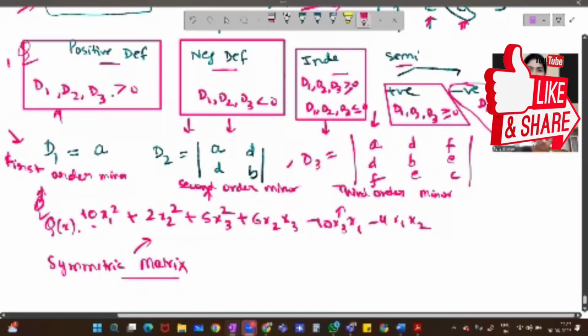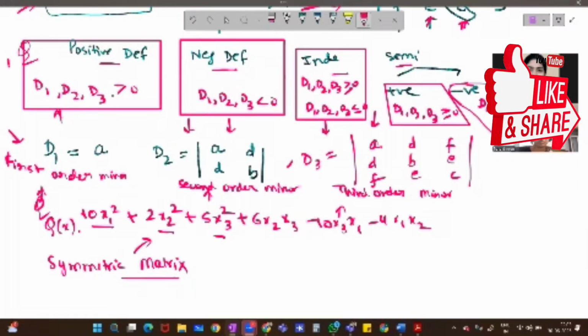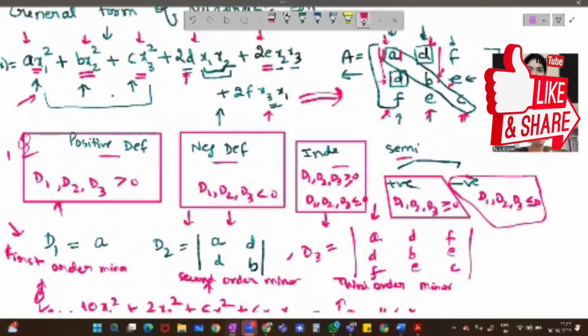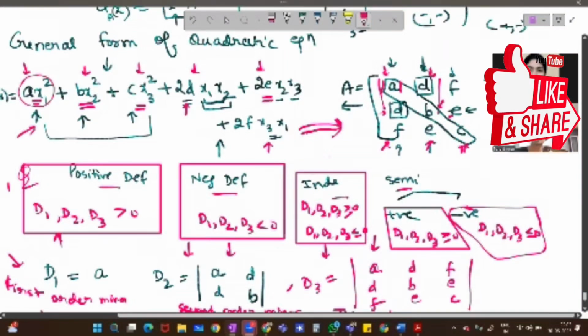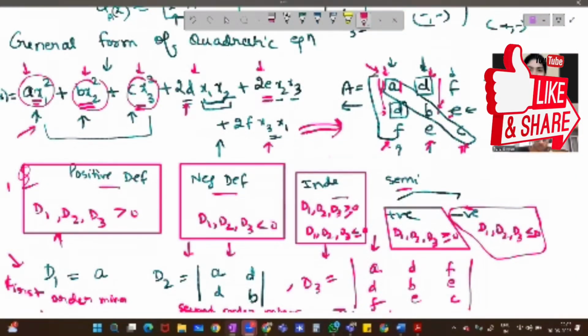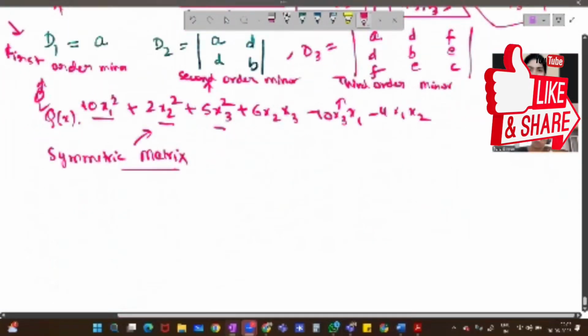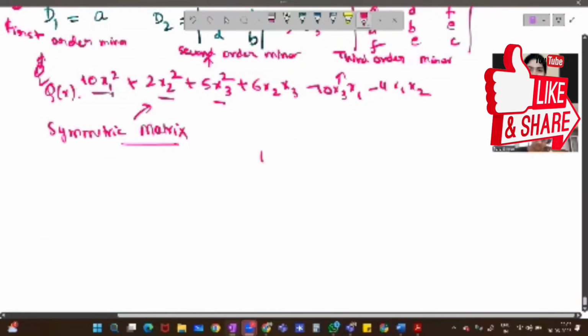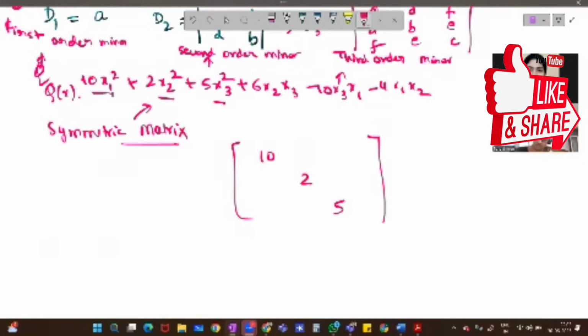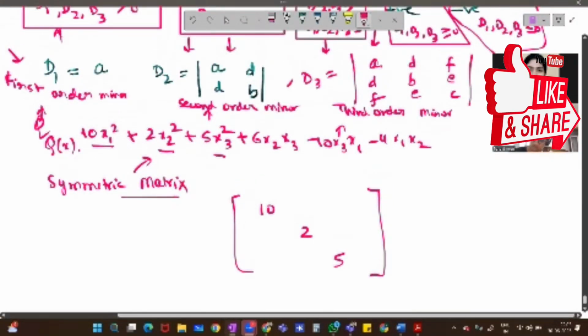Just see, this is x1², x2², x3², the leading coefficients. So if you compare the leading coefficients here, A, B, C, they go in the leading diagonal, the principal diagonal, right? I'll write them where? 10, 10, 5. Noted. Now next comes x1x2.